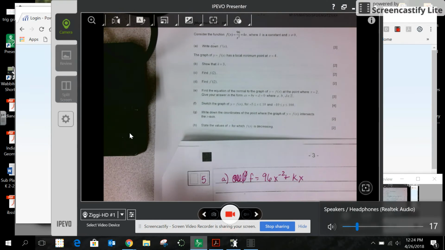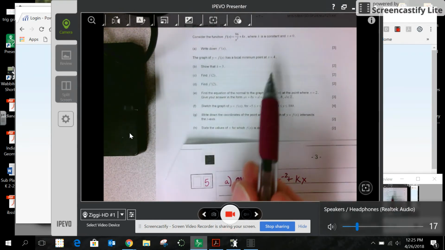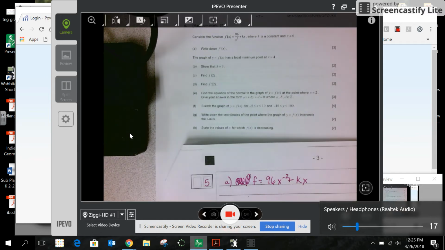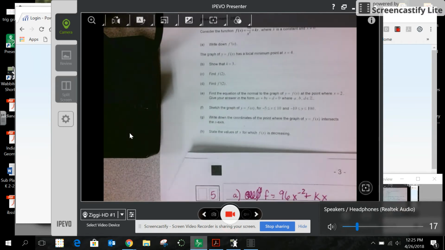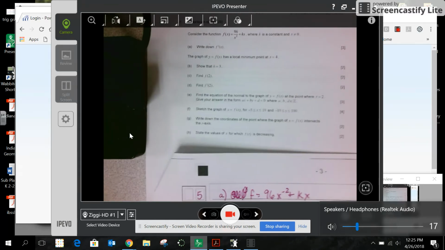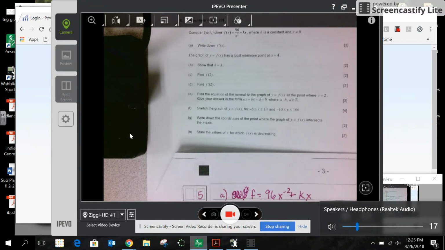This one gives you a function. We don't know what the value of k is, but usually that means you're going to have to find it. So just pretend that you already know what the value of k is, because they told you that. And you can put that in your calculator with the 3 there, okay?